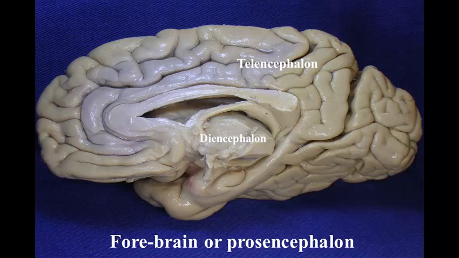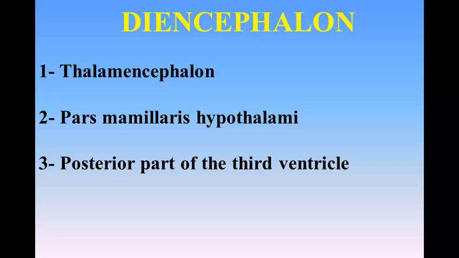The diencephalon. The diencephalon is connected above and in front with the cerebral hemispheres, behind with the midbrain. Its upper surface is concealed by the corpus callosum and is covered by a fold of pia mater named the tela chorioidea of the third ventricle. Inferiorly, it reaches to the base of the brain. The diencephalon comprises 1. The thalamencephalon, 2. The pars mammillaris hypothalami, and 3. The posterior part of the third ventricle.